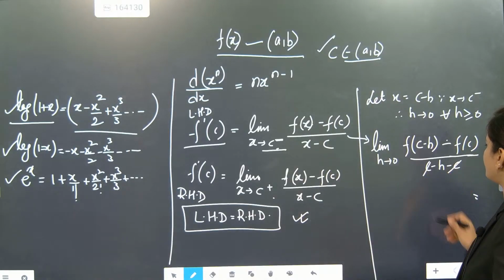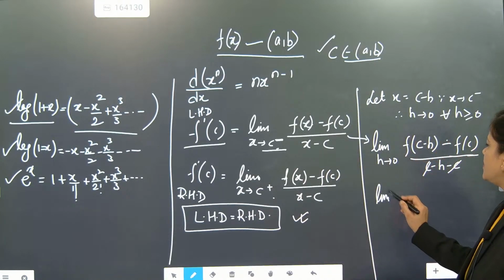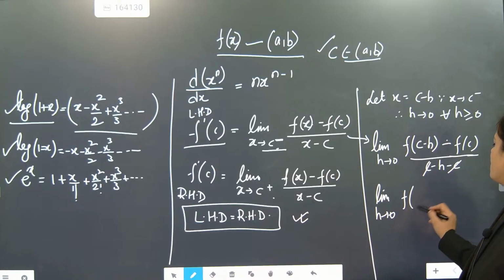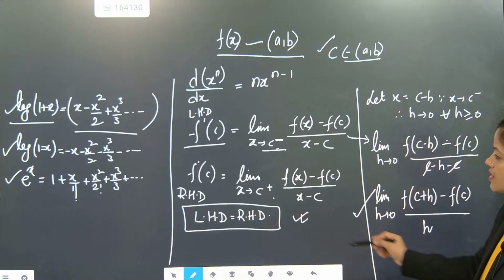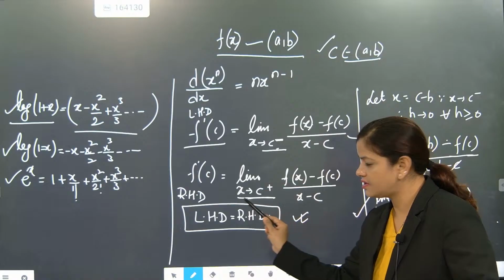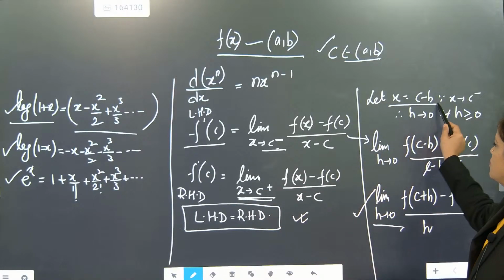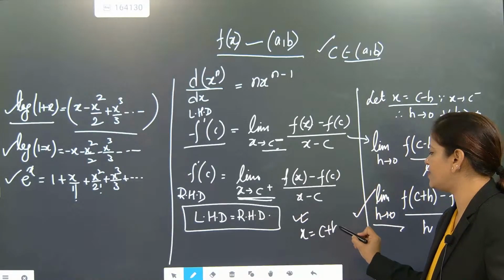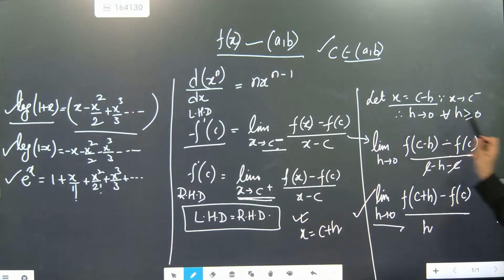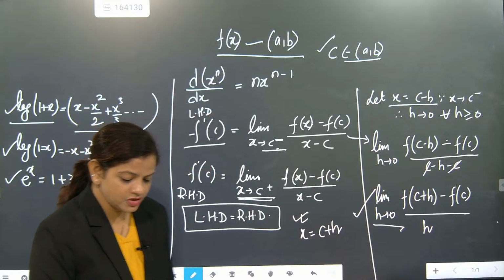So for the left side, minus h will come. Okay. And on the right side, if we write, what will it become? Limit h tends to 0, f of c plus h minus f of c by plus h. So this is the right hand. If we convert, see, look here, for the right side we have to assume let x be equal to c plus h. Understood? On the left side we assumed x is equal to c minus h. On the right side we assumed c plus h.